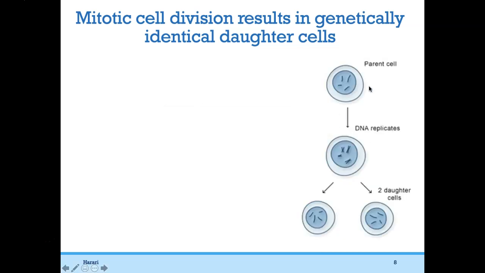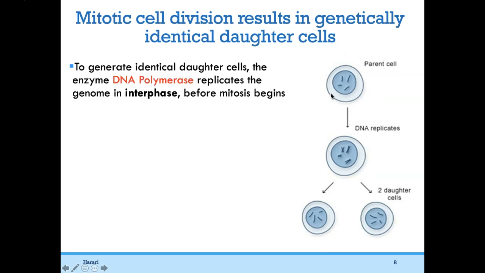So what started off as a parent cell in interphase, the enzyme DNA polymerase will copy all the genetic information before mitosis begins. So we start off with a parent cell. DNA polymerase is the enzyme that copies all of the genetic information in this parent cell. So here we have double the genetic information. And then during mitosis, we're going to see that this splits into two daughter cells. So we said there's interphase, mitosis, and then cytokinesis.